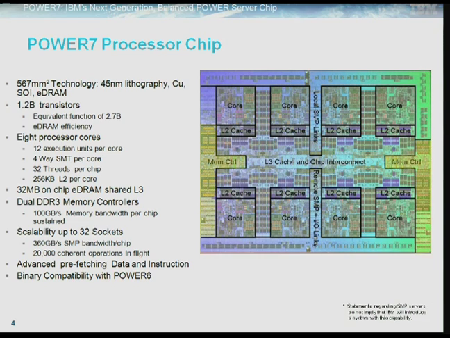To feed the 8 processor cores, we have 2 memory controllers, one on each side of the chip. Each memory controller supports 4 channels of DDR3 memory. Combined, the 8 channels of DDR3 memory provide 100 gigabytes per second of sustained memory bandwidth. And that's not peak, that's sustained. On the top and bottom of the chip are our SMP links providing 360 gigabytes per second of coherency bandwidth to make SMP systems scale to 32 sockets.